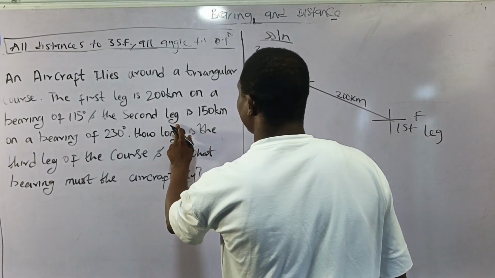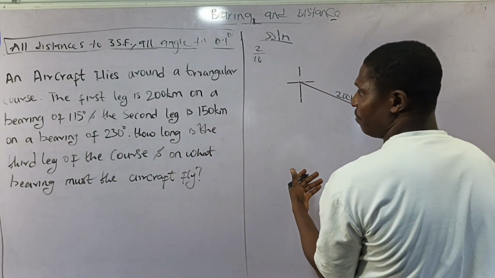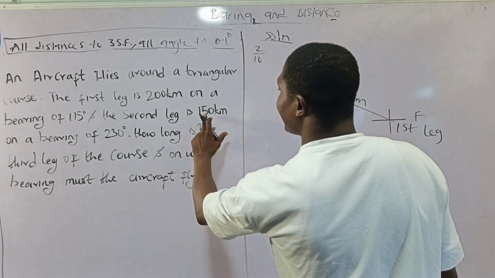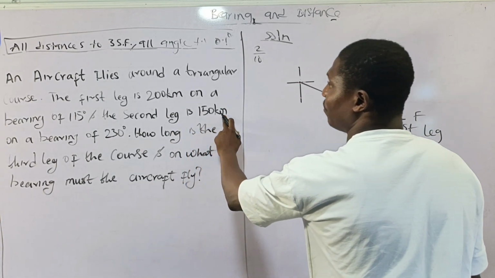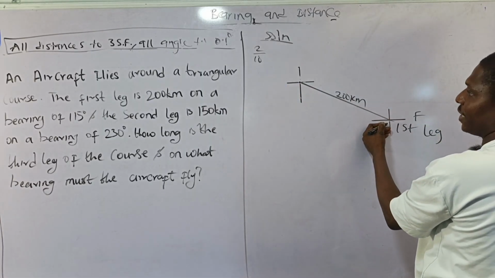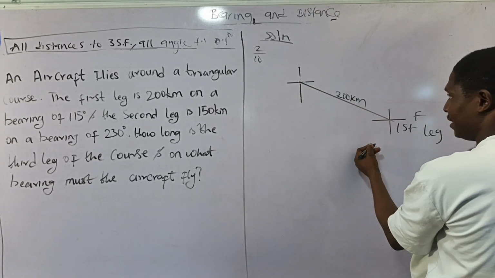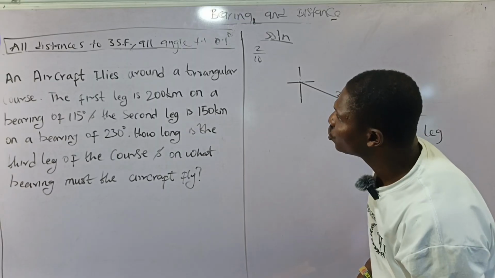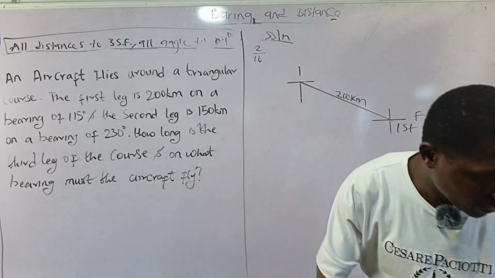And the second leg will move from the first leg, remember. And the second leg is 150 kilometers because I'm taking this as a starting point, it moved to the first leg. This is the bearing it covered, and this is the distance. And the bearing is what? Here's the bearing, 115.